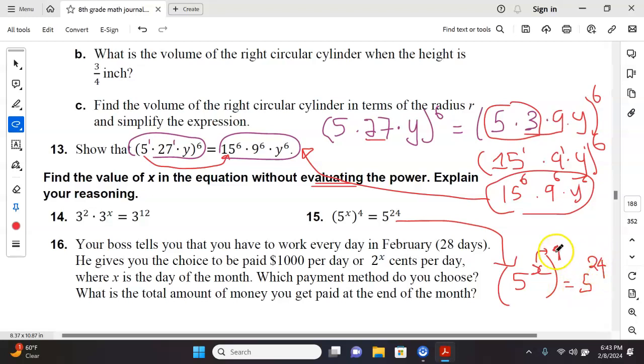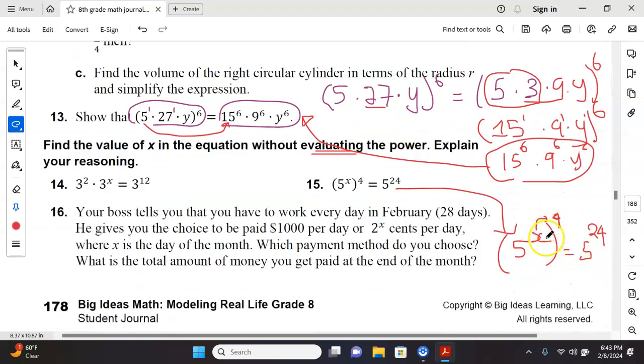Well, 4 times what gives you 24? Right? 4 times what number gives you 24? Or 24 divided by 4 gives you what? So I know right there the answer is 6. Because if I have 5 to the 6th power raised to the 4th power, it's going to give me 5 to the 24th power. Power to a power, you multiply. There you go. So the answer to number 15, x is equal to 6.